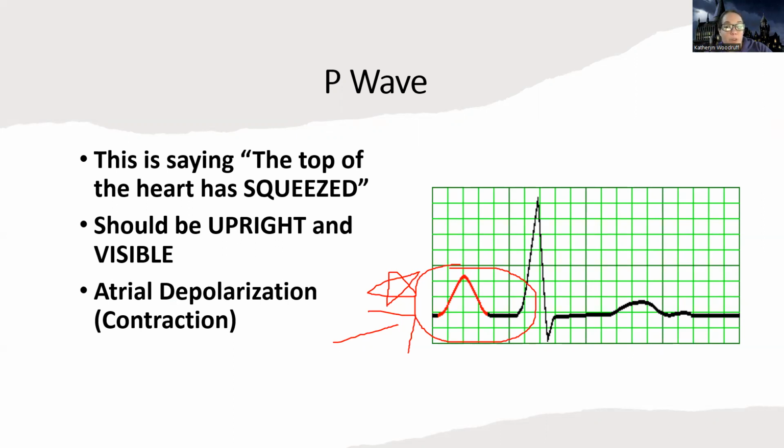So that's why it's very important for us to have P waves, because we want the top of our heart to be contracting. This is one of those key things that we want to look at. This is telling us what's going on in the top of the heart. And we'll talk later about rhythms where there's something weird about the P wave, that usually it's a sign that there's a top of the heart or atrial rhythm going on, but we'll get there. Again, the P wave should be upright, a little hill before the pointy thing. You should be able to see it. The fancy name for contraction is atrial depolarization.